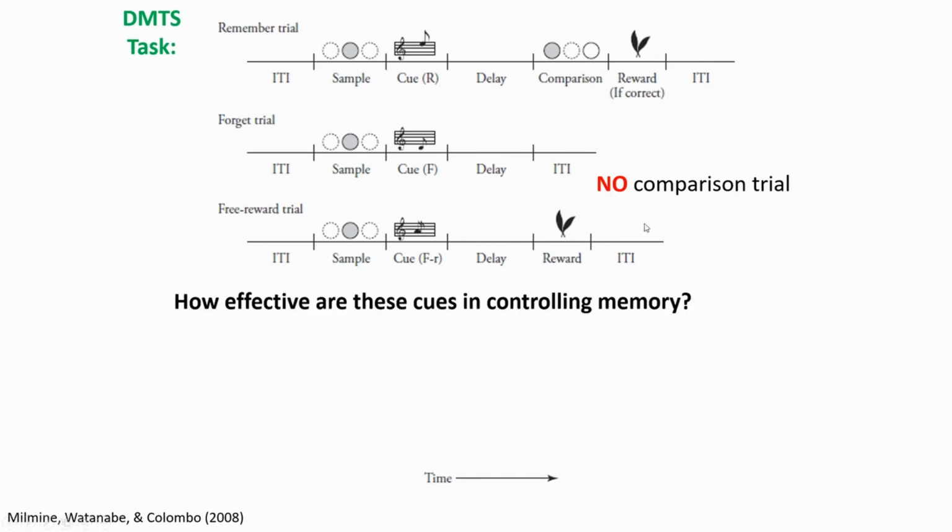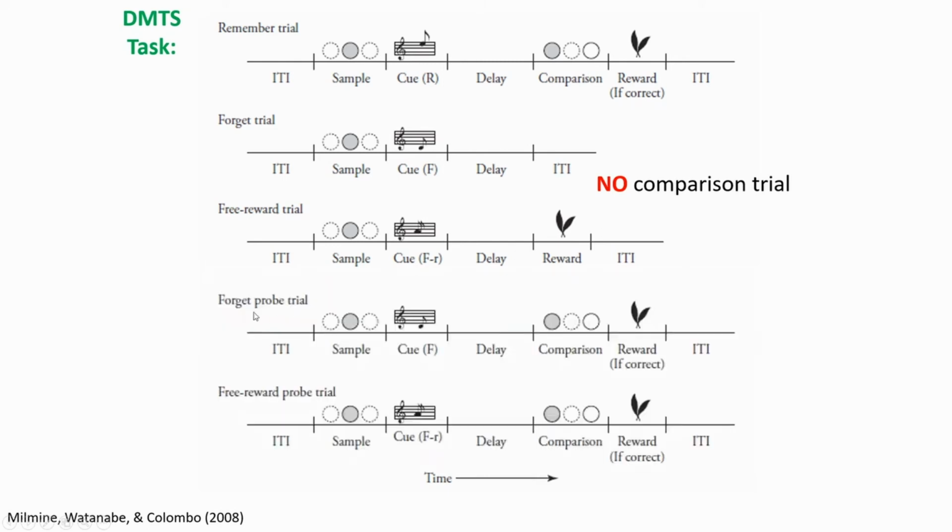And if we want to see how effective these cues are in controlling memory, we can use what's called a probe trial. This is when you introduce, every once in a while, not every single time, after you've trained up these remember, forget, and free reward trials, a couple of tests, or probe trials. So here, our forget probe trial, which should be similar to this one, has our sample, has the forget sound, there's the delay, and then instead of launching straight into the intertrial interval, the birds are offered a comparison. And if they get the correct answer, they receive a reward.